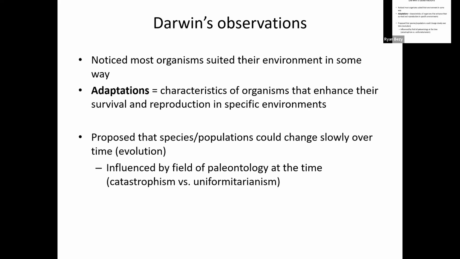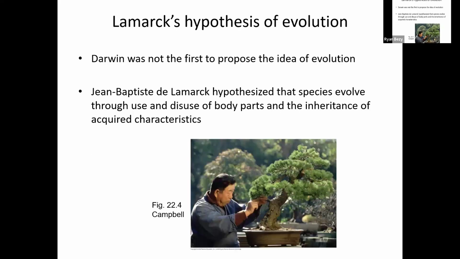And what Darwin really took away from this is if you could have slow change over time in geology, why couldn't you have slow change over time in biology as well? That organisms were not static, that they did change over generations. This was not new. Darwin was not proposing anything that other scientists hadn't already proposed.